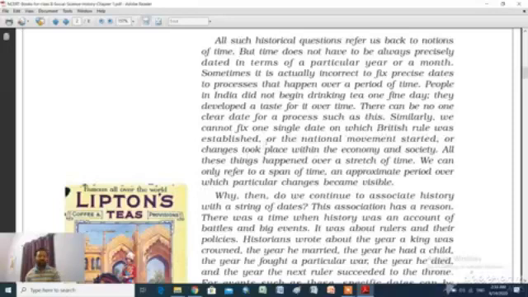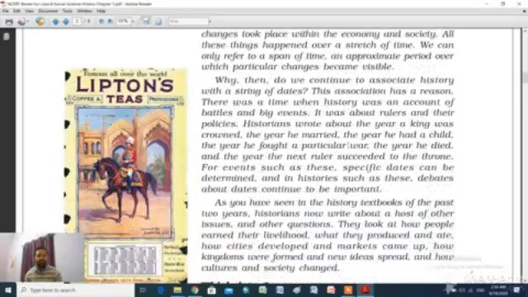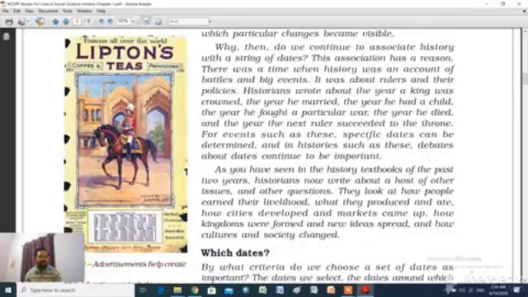You know that British rule started after the Battle of Plassey, or the national movement started, or changes took place within the economy and society. So there was lots of information. So here one question is from which sources historians collect their information. Look at this. Here is an advertisement for Lipton tea.